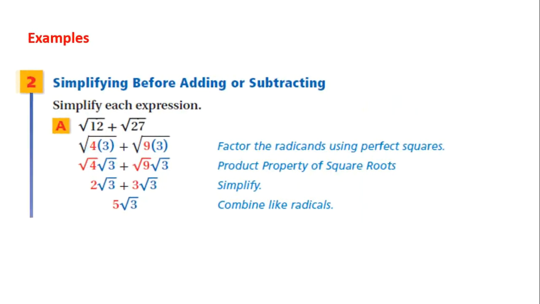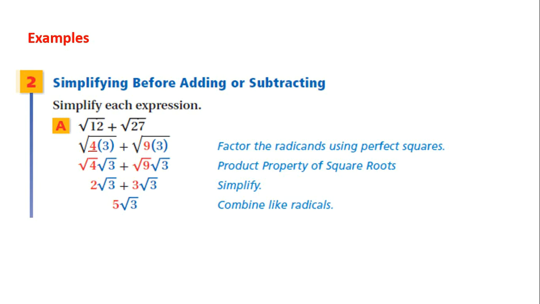Okay, the second example, simplifying before adding or subtracting. As we took before in the previous lesson, we took how to simplify the radical. Of course, radical 12 is not written in simplest form, and also radical 27. Now, 12 contains a perfect square number in its factors. What is the perfect square in its factors? It is the 4. Now 4 times 3 equals 12. 4 is a perfect square, while 3 is not a perfect square.